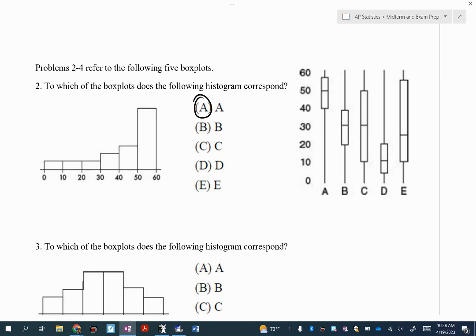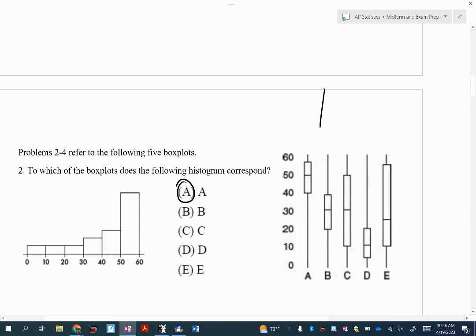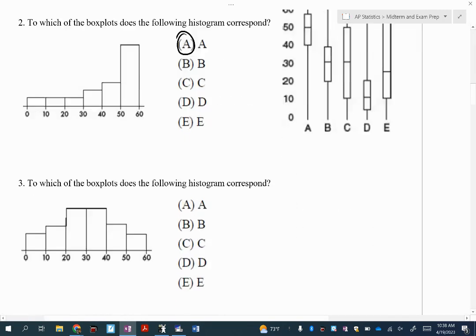Why not D? If I had to sketch one for D, it would be more like this. Right? Where the median is further to the left and it's skewed to the right. Okay, good question. All right, you guys ready for the next one?